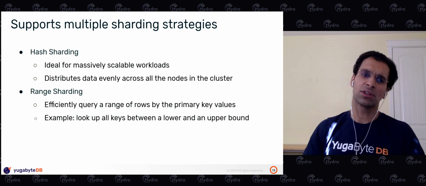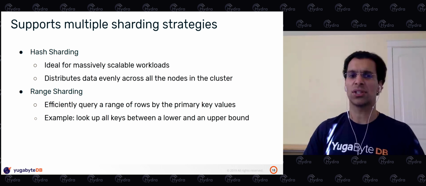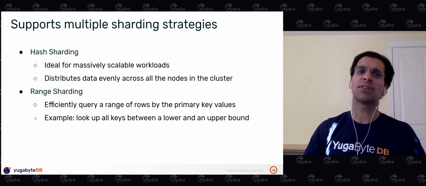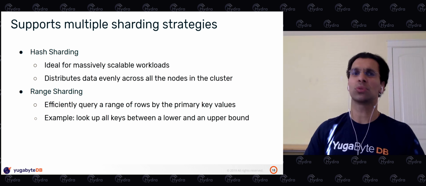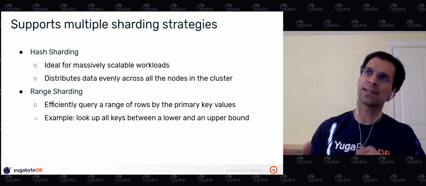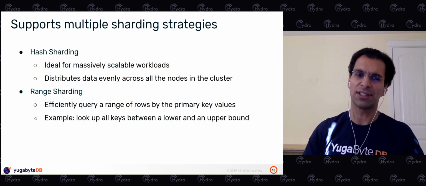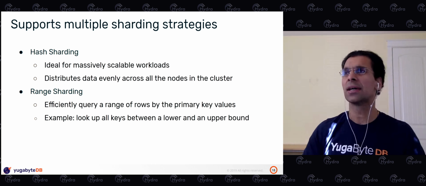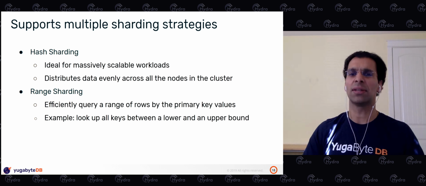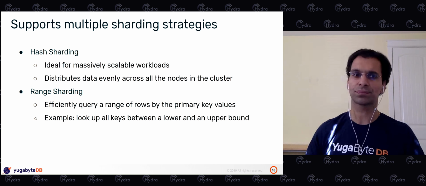The second thing that Yugabyte supports, the second sharding strategy, is called range sharding. This is very useful when you're going to do queries which look up by a range, like select star from table where key less than 10 and greater than 5. So give me all keys between 5 and 10. For that type of query, a range sharding strategy is really more efficient, and it supports both.